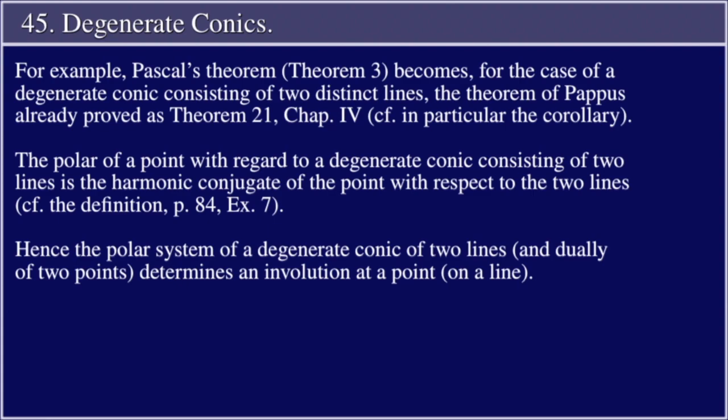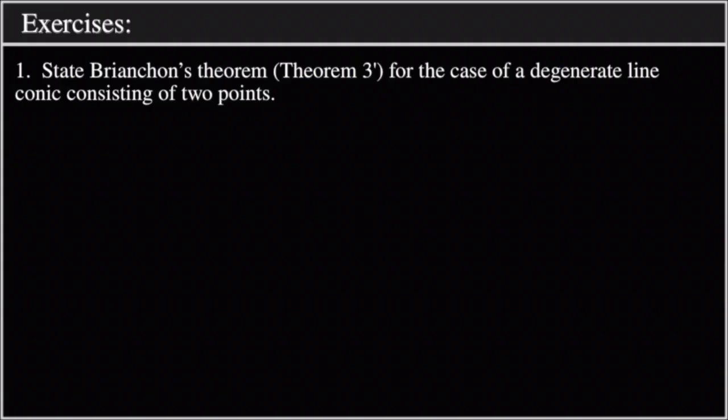The polar of a point with regard to a degenerate conic consisting of two lines is the harmonic conjugate of the point with respect to the two lines. See the definition, page 84, exercise 7. Hence, the polar system of a degenerate conic of two lines, and dually of two points, determines an involution at a point or on a line.